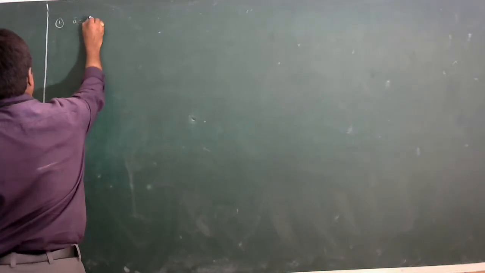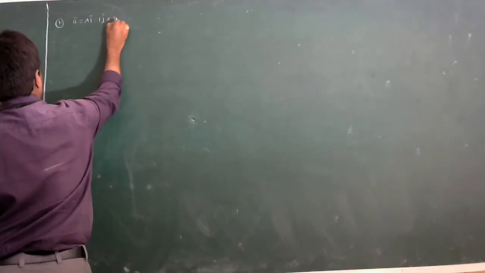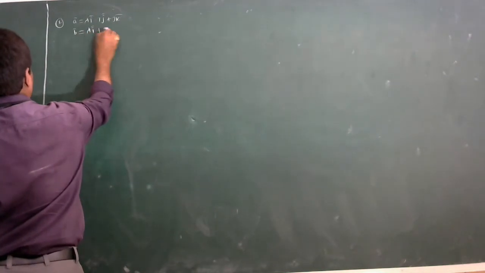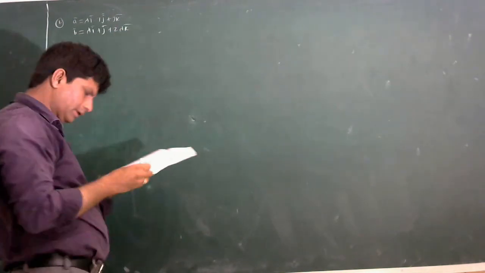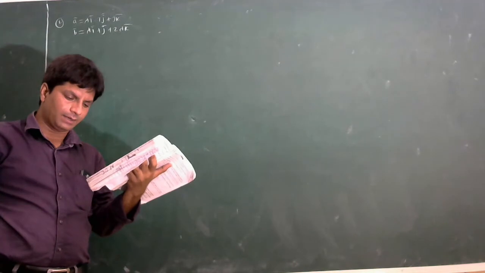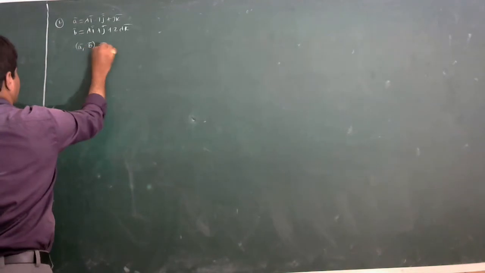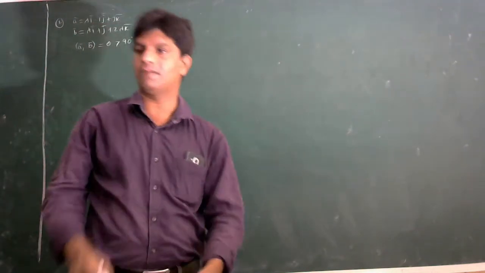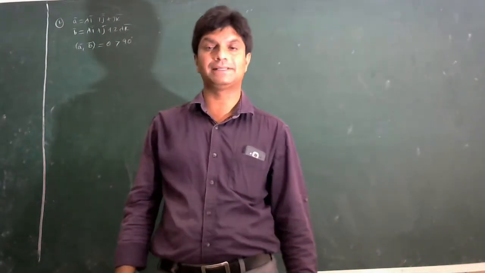Problem number 20. If A bar is given as lambda i bar minus 7j bar plus 3k bar, B bar equal to lambda i bar plus j bar plus 2 lambda k bar. What is given? The angle between A bar and B bar, let us take that as theta, is greater than 90. If the angle between A bar and B bar is greater than 90, that means the angle always lies between 90 to 180, which is in the second quadrant.